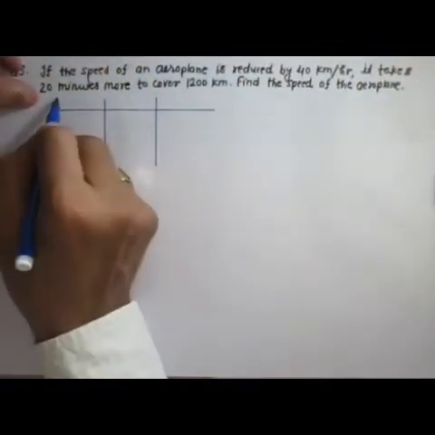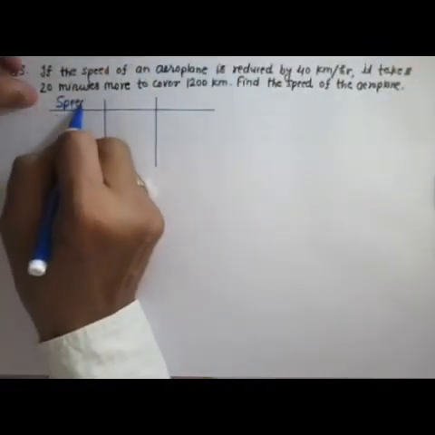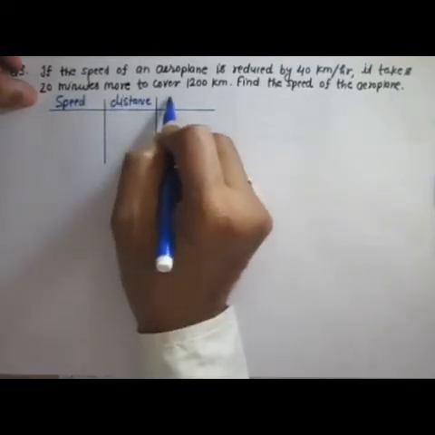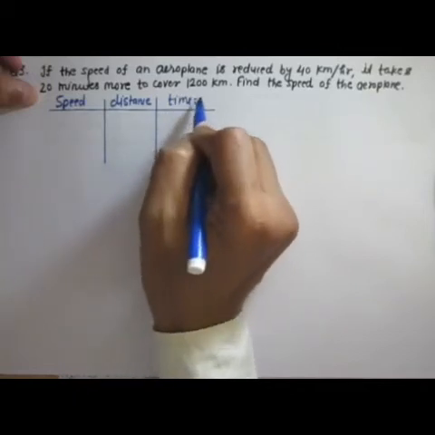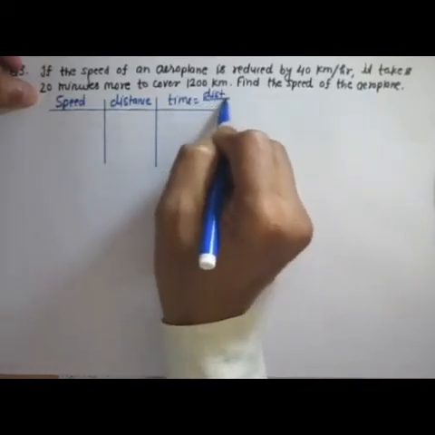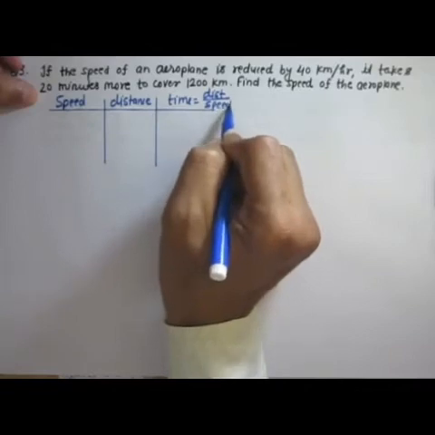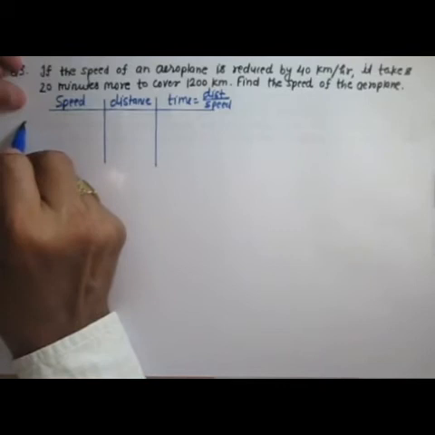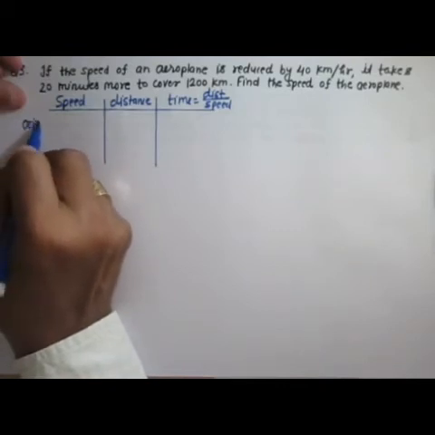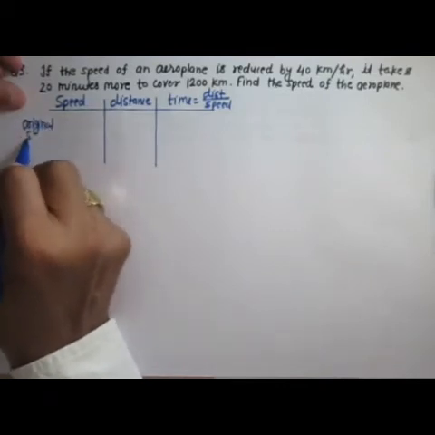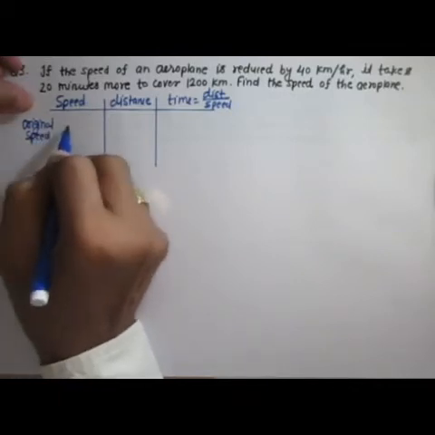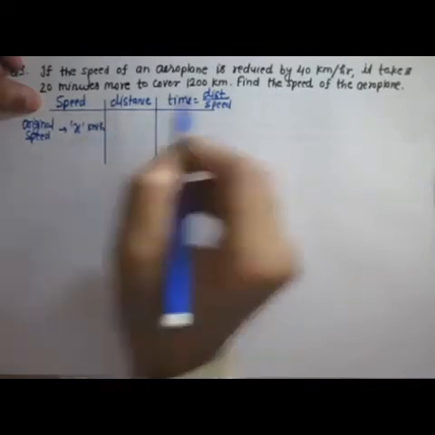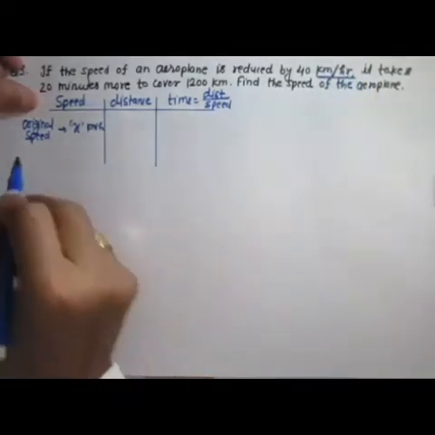Now in the first column write speed, second column distance, third column time, which is distance by speed. Now let the original speed of aeroplane be x kilometer per hour. Here the unit is kilometer per hour.